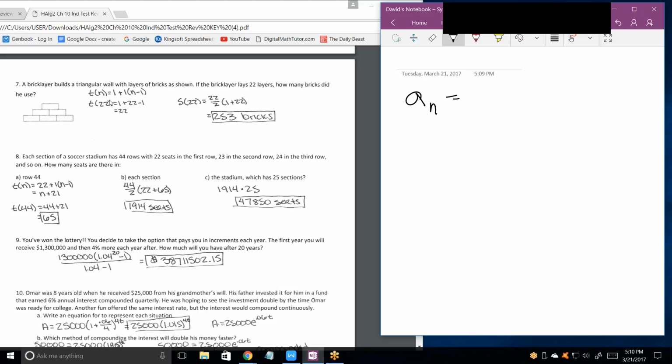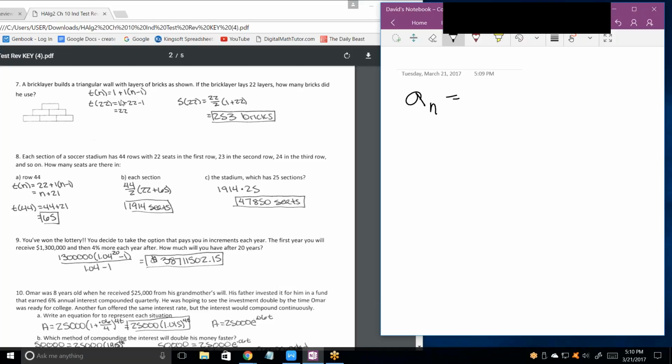Now, we had a problem last time where she wrote s of n, and it confused me because usually when I see an s, it means sum. Everybody uses s to mean sum. So when I see an s, I see it like that, and that's not what she meant at all. She meant A sub n when she wrote S sub n. So it can be a little confusing if you're switching terminology, as long as you understand that A sub n is the same as T of n.